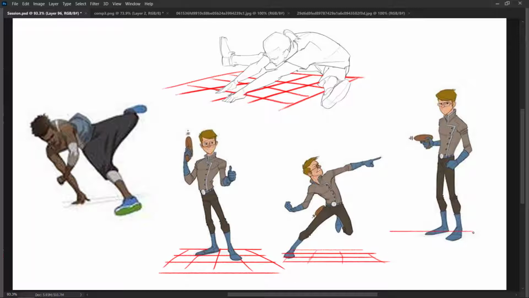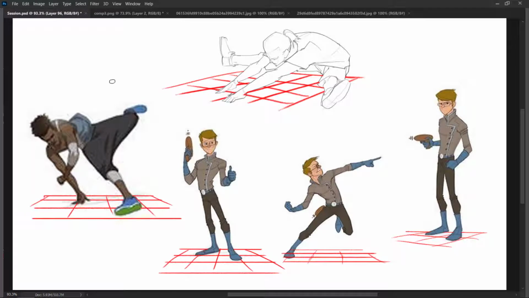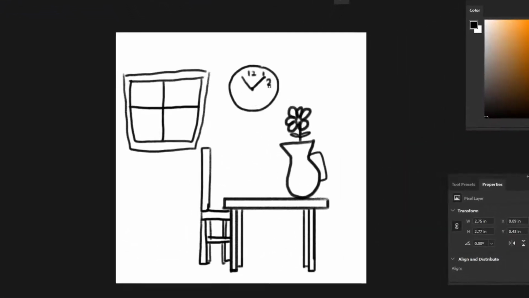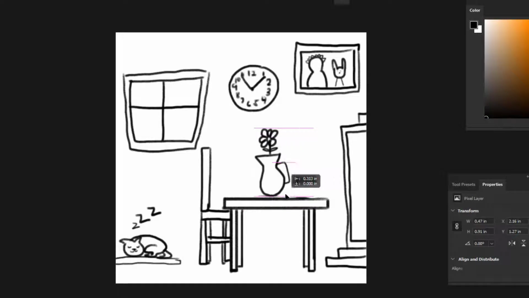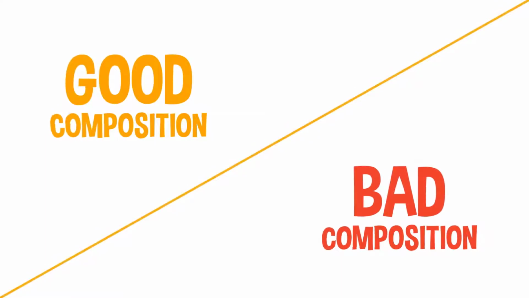Alright, now we already know about gestures, silhouette, and space. We are going to proceed to a deeper level of fundamentals. What is composition? Literally, composition is something you will see in music, but in art, it is something you need to be aware of in placing objects in a picture. There is good and bad composition.